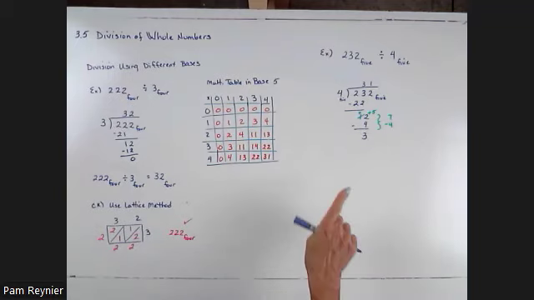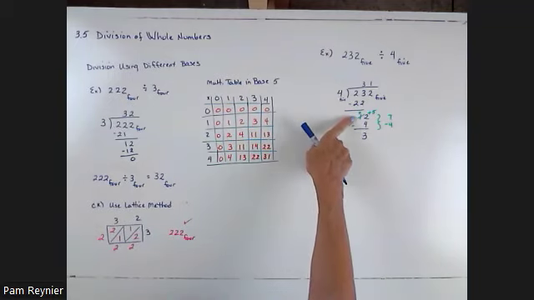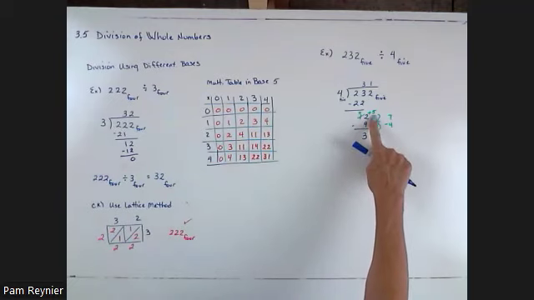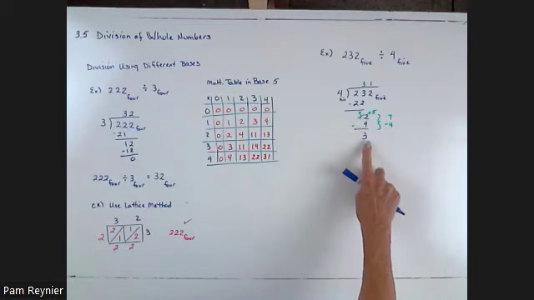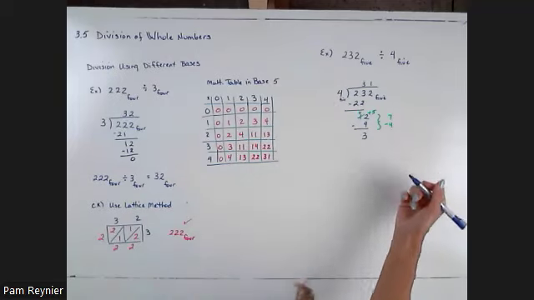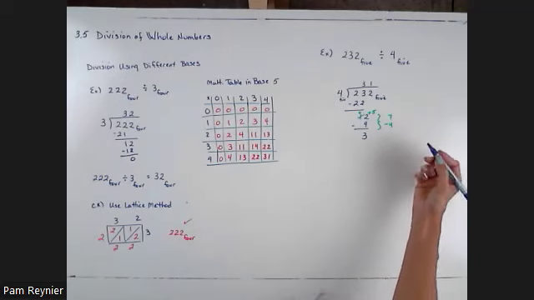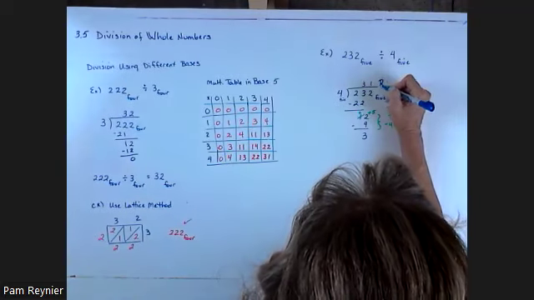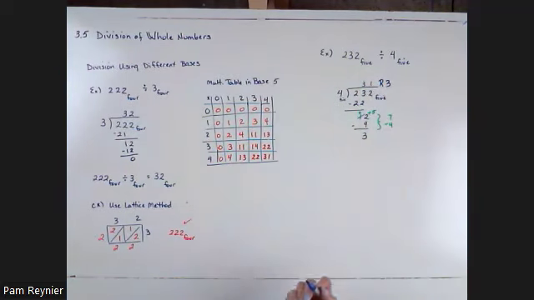I'll say it again. When we borrowed or bundled or regrouped in base 5, when we borrowed that 1 long, we broke it into 5 pieces and added those 5 units to the other 2 units. And so now 7 less 4 is 3. So 4 cannot go into 3, so we're finished. So we end up with a remainder of 3.